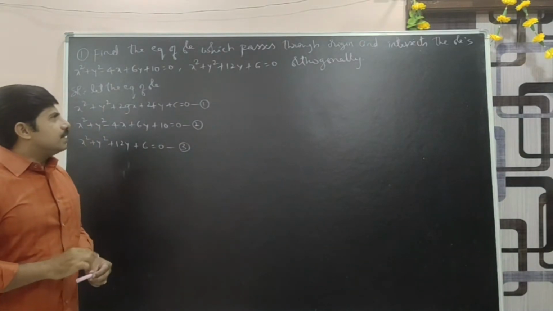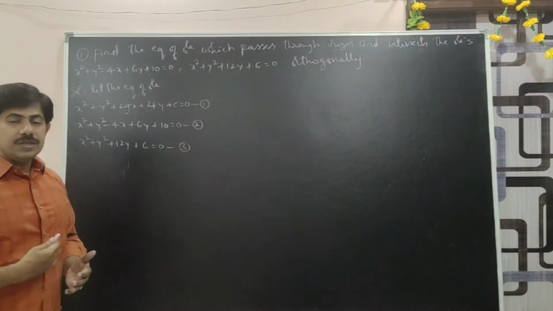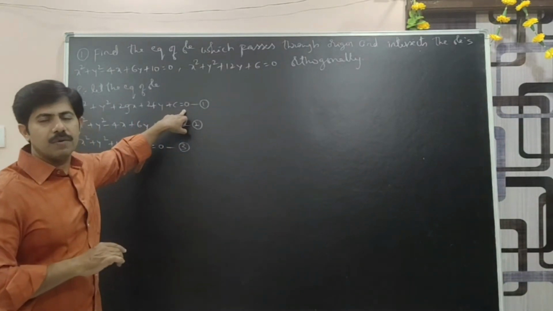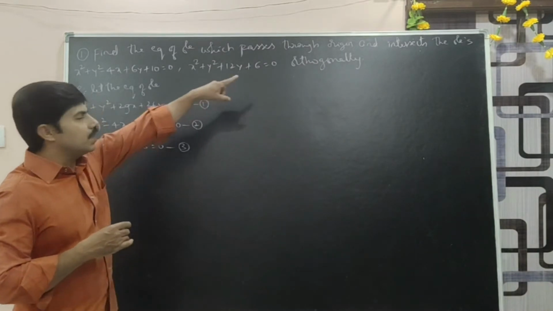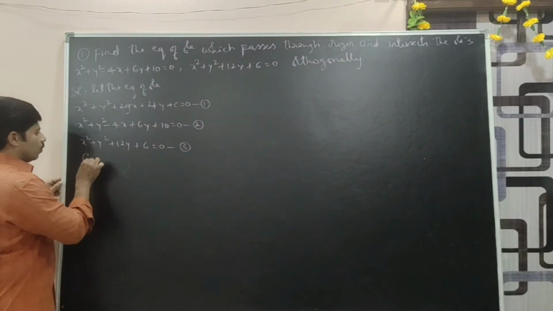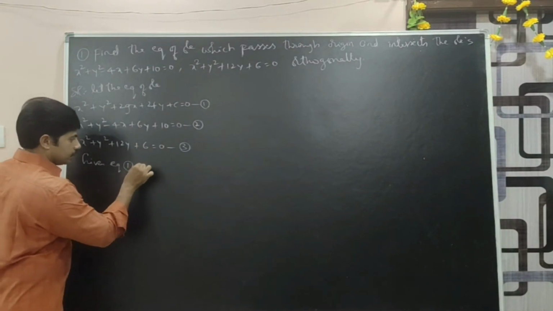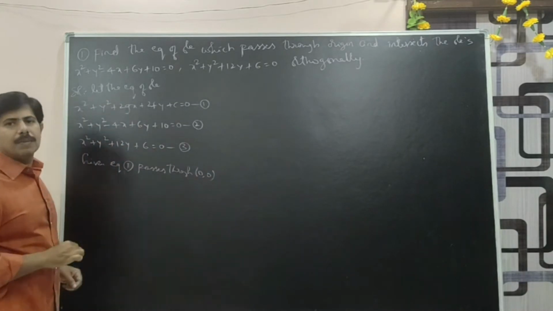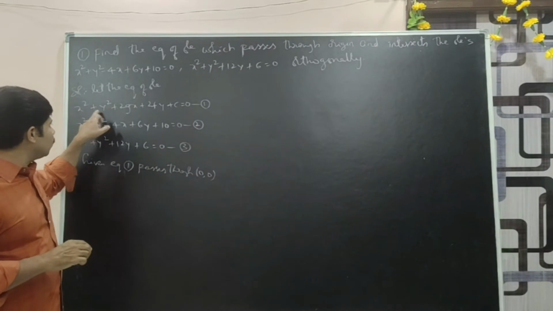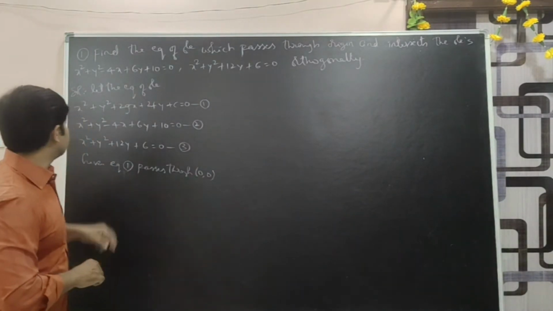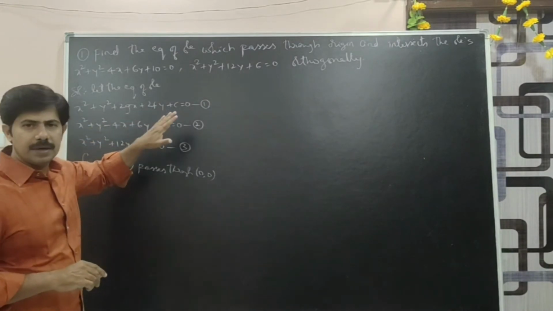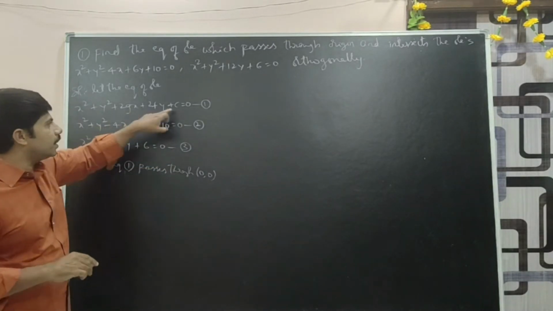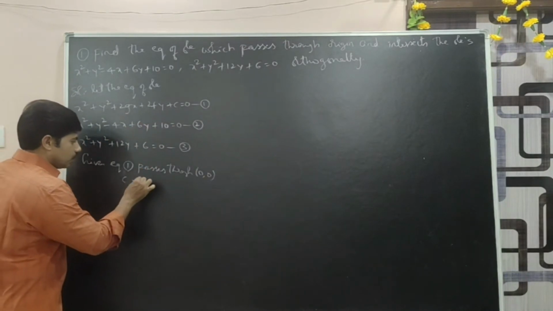Now, it is given that the required equation of the circle passes through the origin. Equation 1 is the required equation of the circle, which we have to find out. This equation 1 passes through the origin, and origin means 0, 0. So we'll substitute 0, 0 in equation 1. The x square, y square, x term and y term all become 0, and only the constant c will be left. So c is equal to 0.